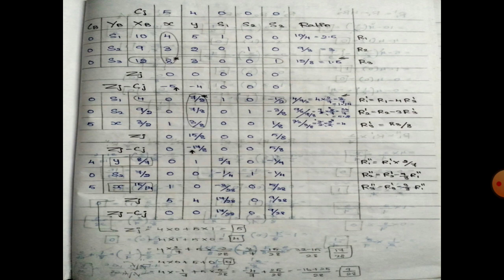For the first choice, you have to go for the most negative value. The most negative value is minus 5, so you have to put an arrow mark on that one. This is your key column. The key column elements are 4, 3, 8. The next step is to find the ratio XB divided by the key column: 10 divided by 4, 9 divided by 3, 12 divided by 8. In decimals, you have to write, then only we can choose the least positive value. So 10 divided by 4 is 2.5, 9 by 3 is 3, 12 divided by 8 is 1.5.